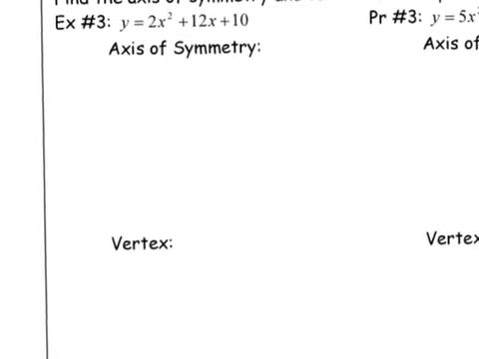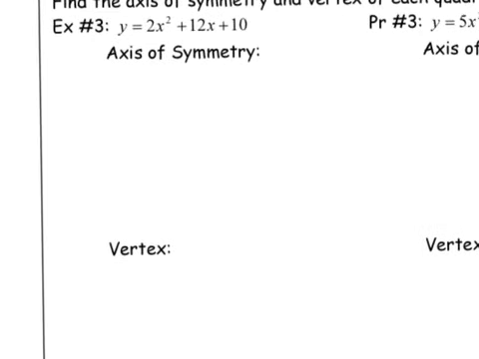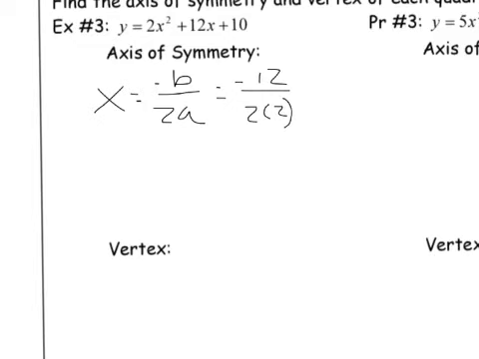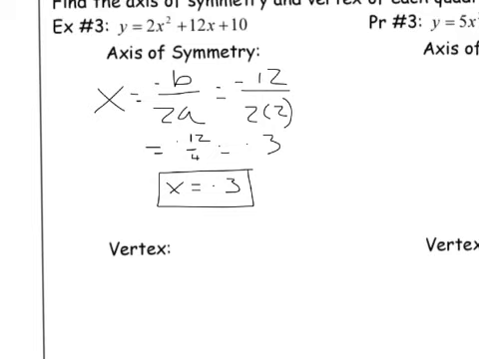So here I got y equals 2x squared plus 12x plus 10. I want to find the axis of symmetry. Remember, that's x equals negative b over 2a. Well, negative b in this situation would be negative 12 over 2 times 2 for my a. This is negative 12 over 4, which is negative 3. So x equals negative 3 is my equation for the axis of symmetry.